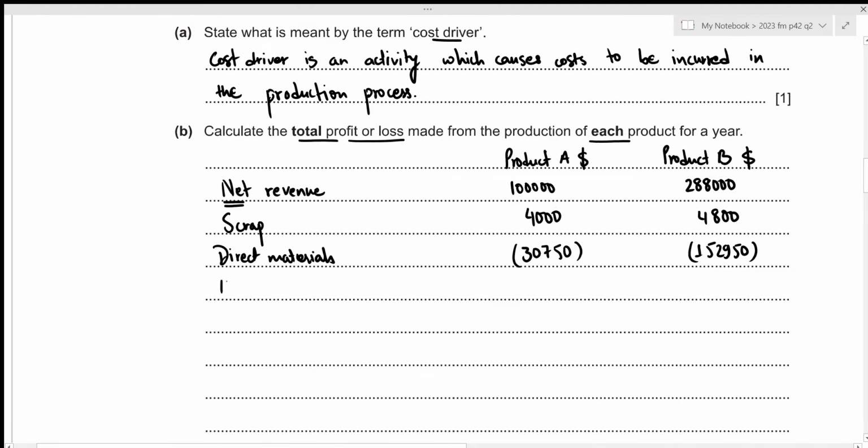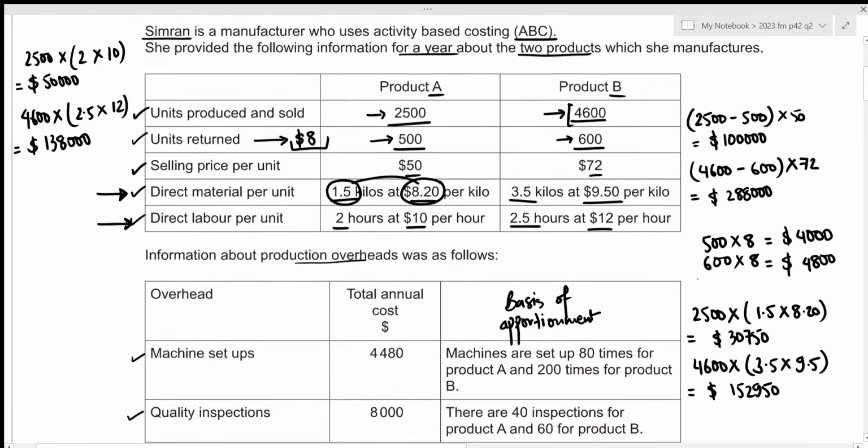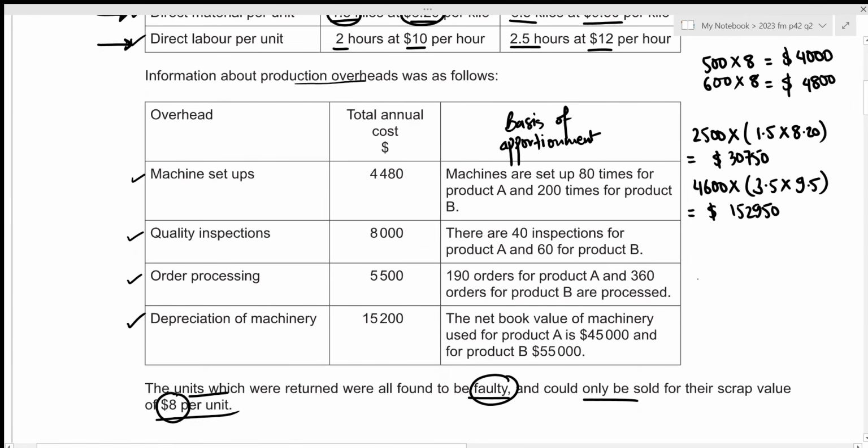Let's write it down. So that's direct labor. And we figured it out to be 50,000 for product A and 138,000 for product B. Okay, we've completed our direct cost, so now we can move towards our overheads.